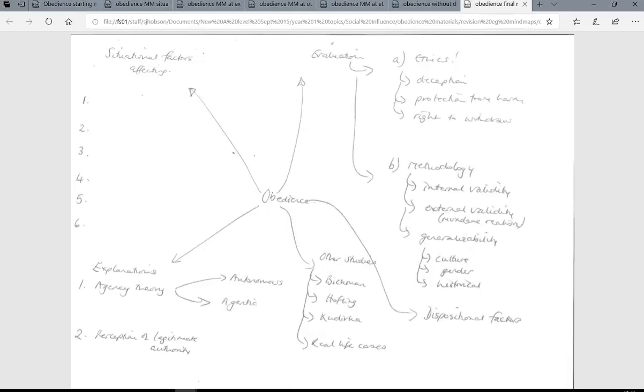And finally, the final part of this side of our mind map is the dispositional factors. Remember, we need to look at obedience having situational factors causing it and possibly dispositional factors. So if you have already made your notes, you should have that this research was led by somebody called Adorno, and it's talking about the authoritarian personality.